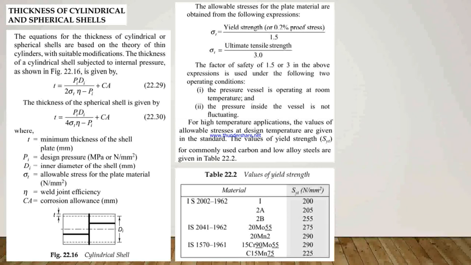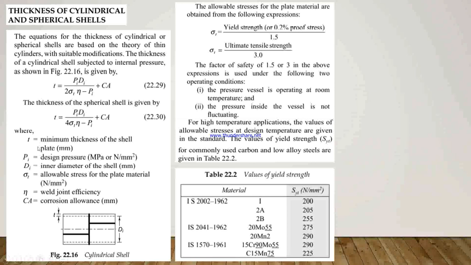Next is the thickness of the cylindrical and spherical shells. Many of the equations for the thickness of cylindrical and spherical shells are based on the theory of thin cylinders, with some modifications. The thickness of the cylindrical shell subjected to internal pressure, as shown in figure 22.16, is t equals Pi Di divided by 2 sigma t efficiency minus Pi, plus CA, and the thickness of the spherical shell is t equals Pi Di divided by 4 sigma t efficiency minus Pi, plus CA.